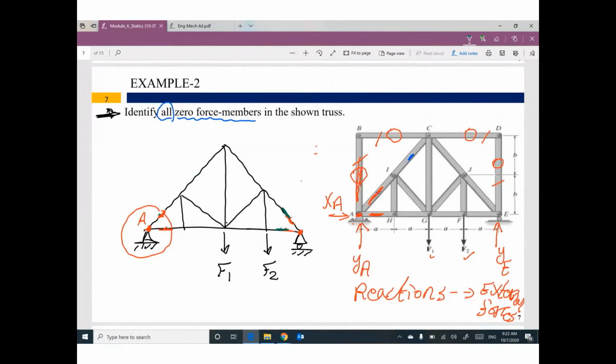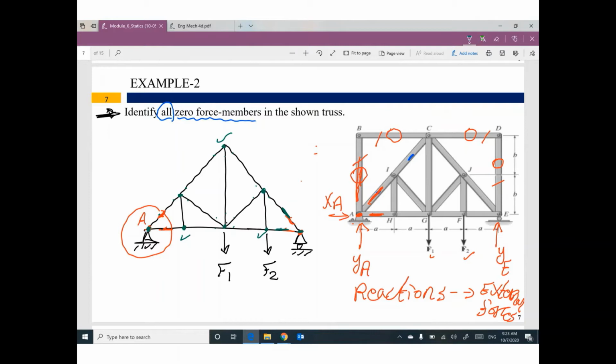Okay. This joint, do you have 3 members? No. This joint, do you have 3 members? Yes. This joint, do you have 3 members? No, I have 4. This joint? No. This joint? Yes. This joint, how many members? 4. No. This joint? 3. Yes. So I have 3 expected.